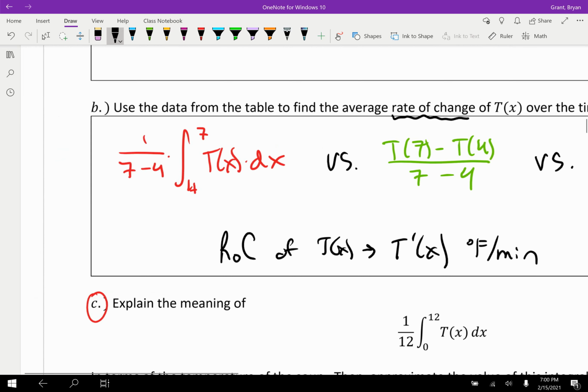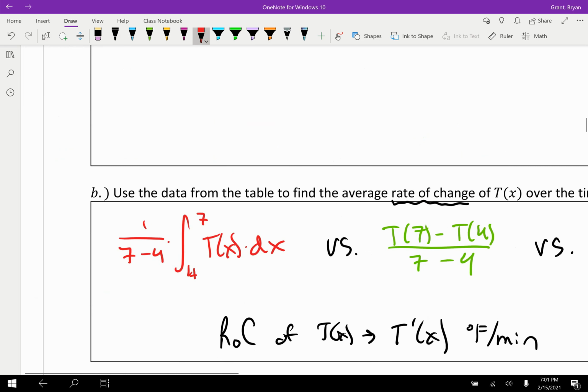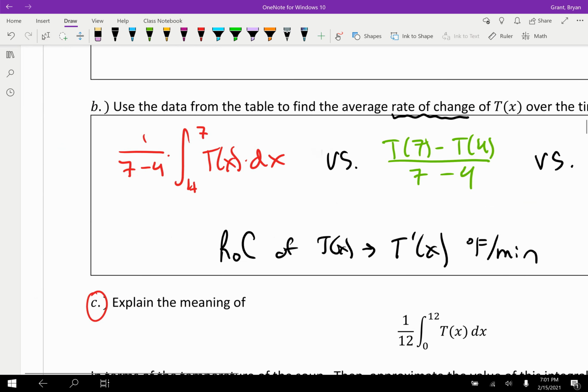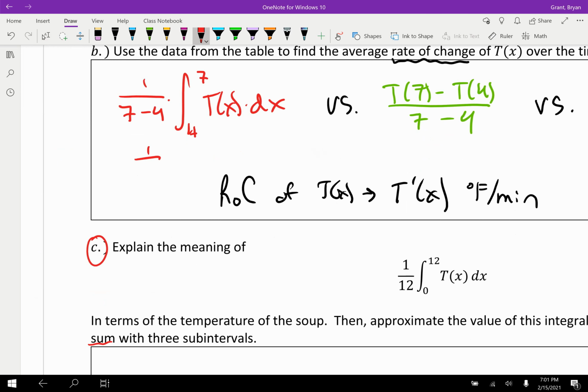Let's begin with our red expression over here. How do we look at these units? Well, first we think about what all these numbers mean. 7 minus 4, the 7 and 4 come from the table up here. Those are in terms of minutes. So I'm actually going to include some units down below. We have 1 over minutes, 1 is unitless, times the integral, which is just summing things up, so that's not going to have any units.